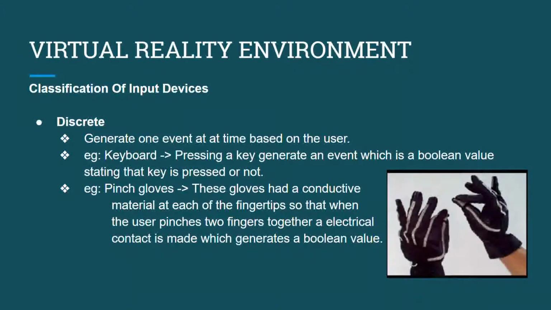So, classification of the input devices. They are broadly classified into four. First one is the discrete. Discrete is like we are generating one event at a time. Like pressing a key on the keyboard, it will generate a boolean value, whether it's pressed or not, true or false. Same with pinch gloves. Whenever we pinch two fingertips, it will generate a signal as a boolean value that we pinched it. The moment we release the fingers, it will generate 0.